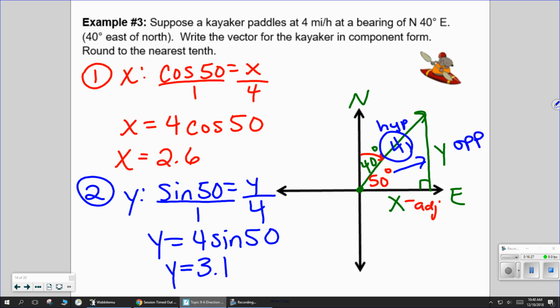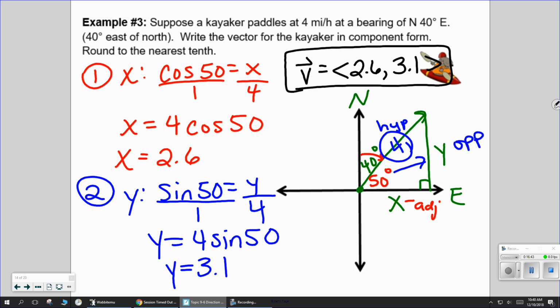So this vector in component form then is the x value is 2.6, so that's my horizontal change, and my y value is 3.1, that is my vertical change. And so my vector would be 2.6, 3.1.